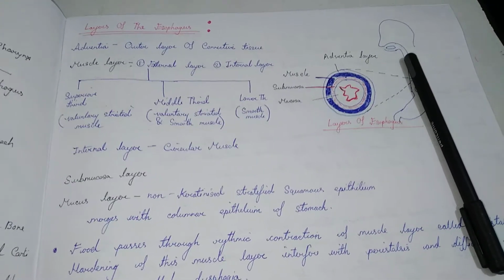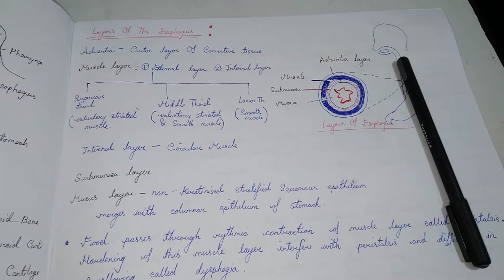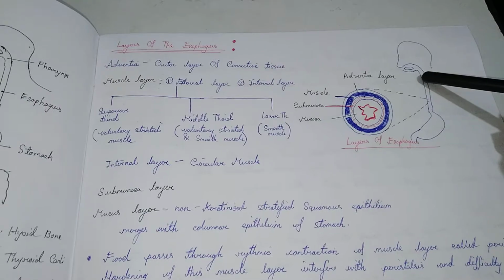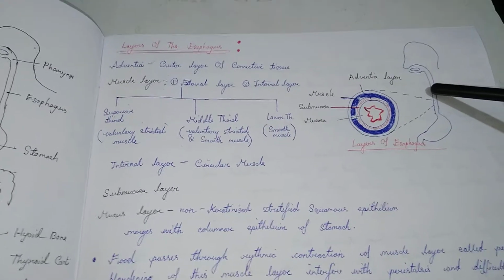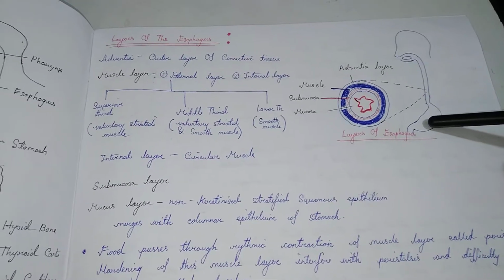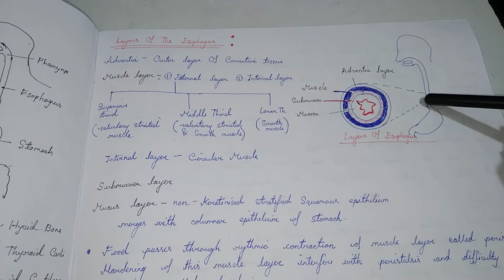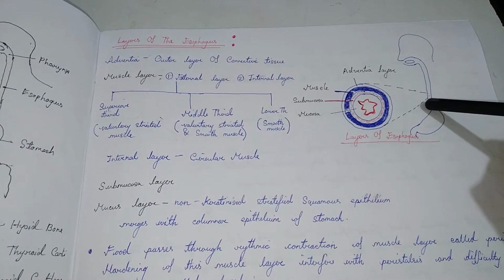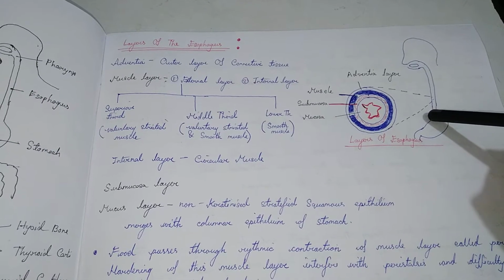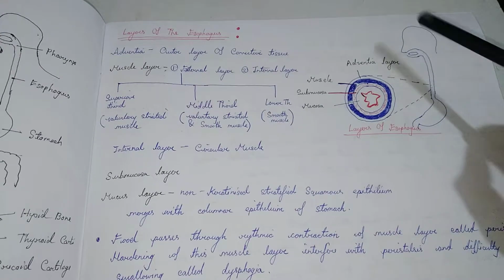It merges with the columnar epithelium of the stomach. This means that the esophagus consists of squamous cells, and it merges with the columnar epithelium of the stomach. The stomach has columnar epithelium cells and the esophagus has squamous epithelium cells. At this junction where they two meet, the squamous epithelium of the esophagus meets with the columnar epithelium of the stomach. It's called the squamocolumnar junction.